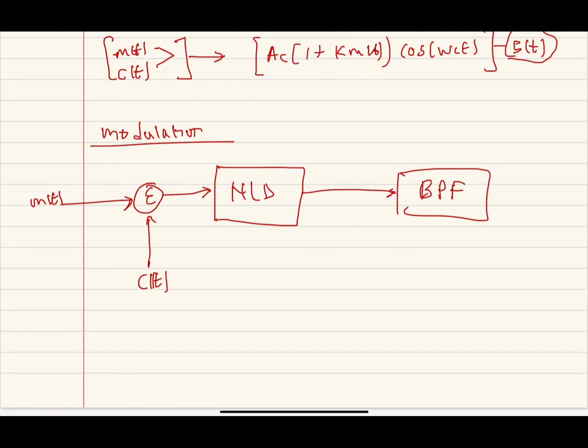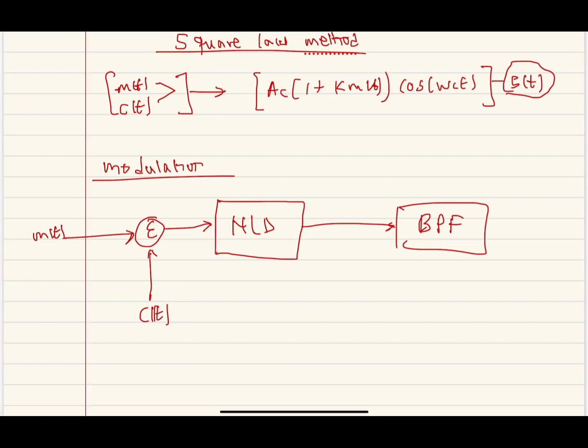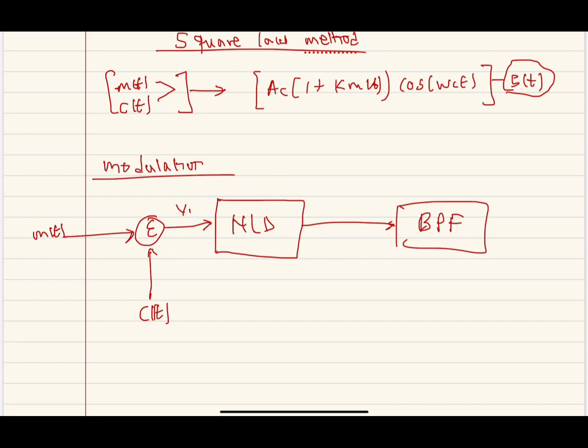So if you look at this one, you can see that the input here, which is V1, is going to be V1 equal to m of t plus c of t, which is going to be the input to the nonlinear device. And then the output of the nonlinear device, V out, is going to be passed through the bandpass filter to remove the extra noise to get s of t. So if you have not watched my previous tutorial, you can go back and do some revision on modulation. So this is what we discussed about modulation.